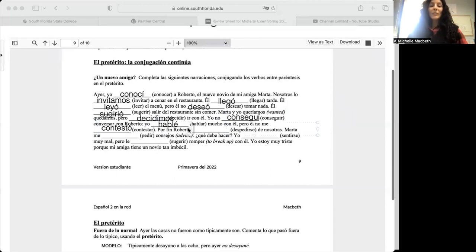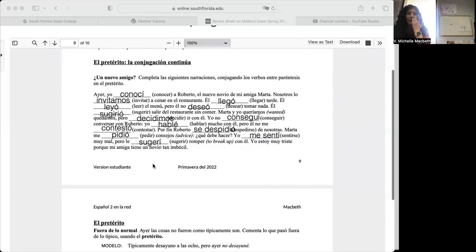Por fin Roberto se despidió de nosotros. Marta me pidió consejos. ¿Qué debe de hacer? Yo me sentí muy mal, pero le sugerí romper con él, ¿no?